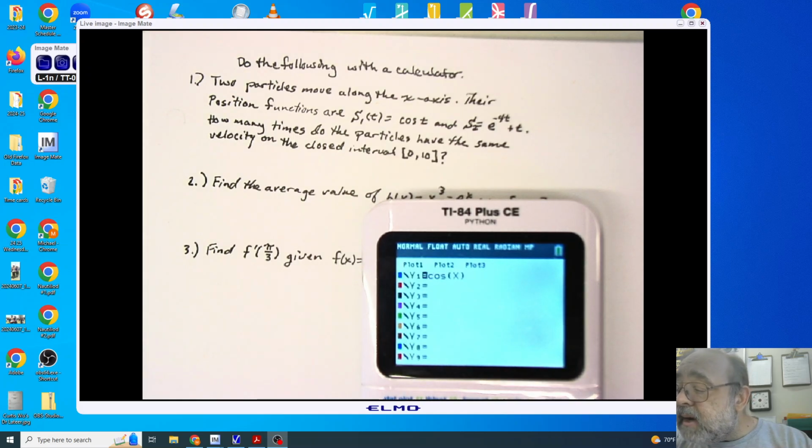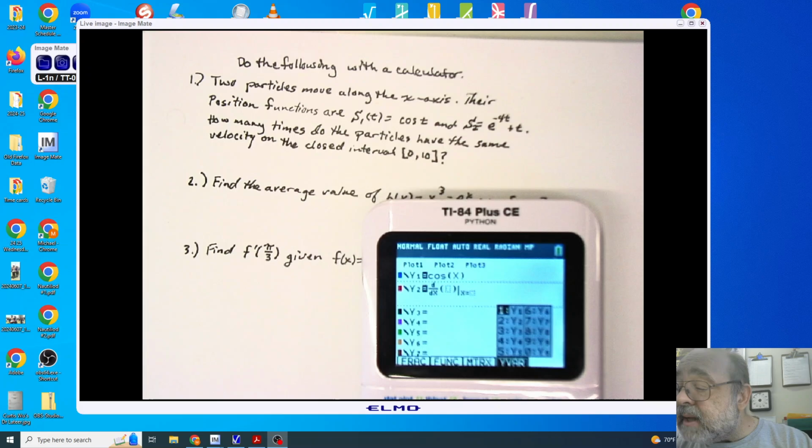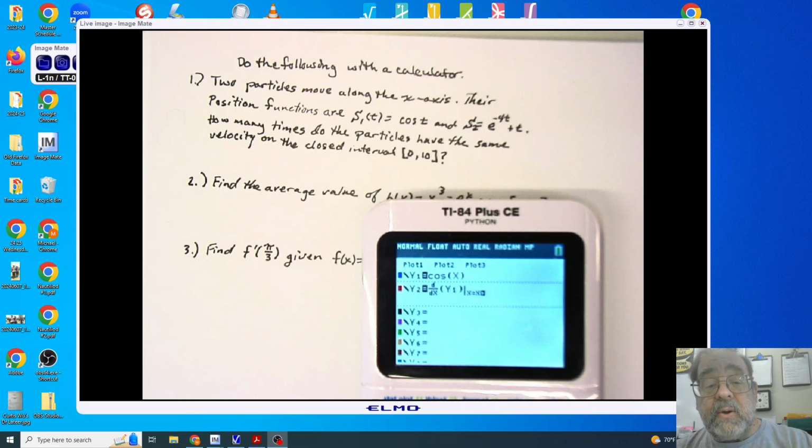Once I've got that, I can now put in my derivative. This is under math 8. So we have math 8 x. If you hit alpha trace, you can then use y1 over all x values, and over all x values will allow you to graph the function.